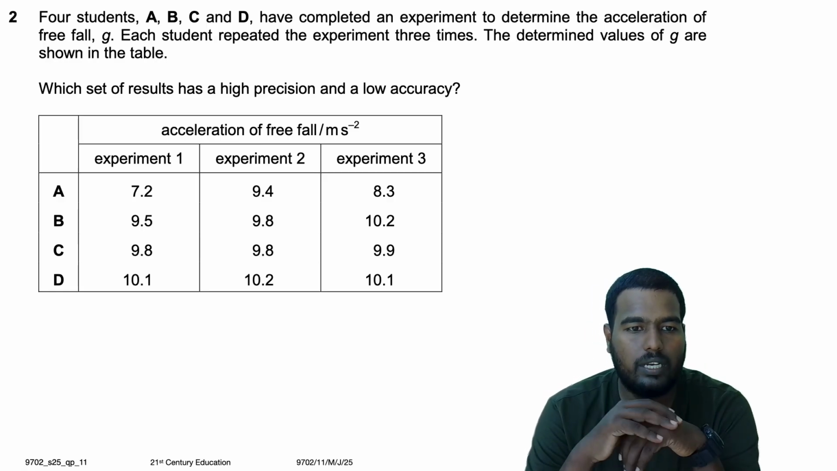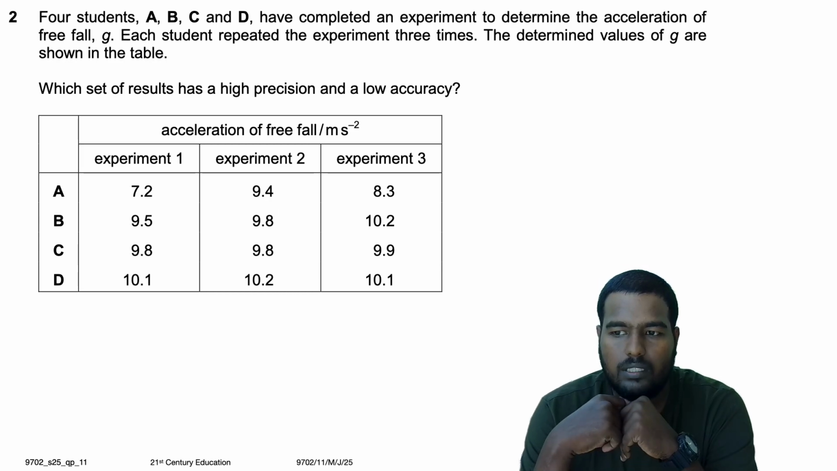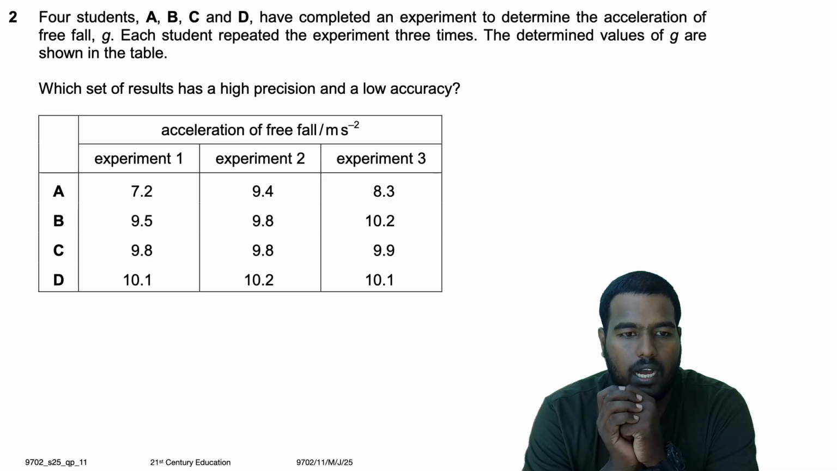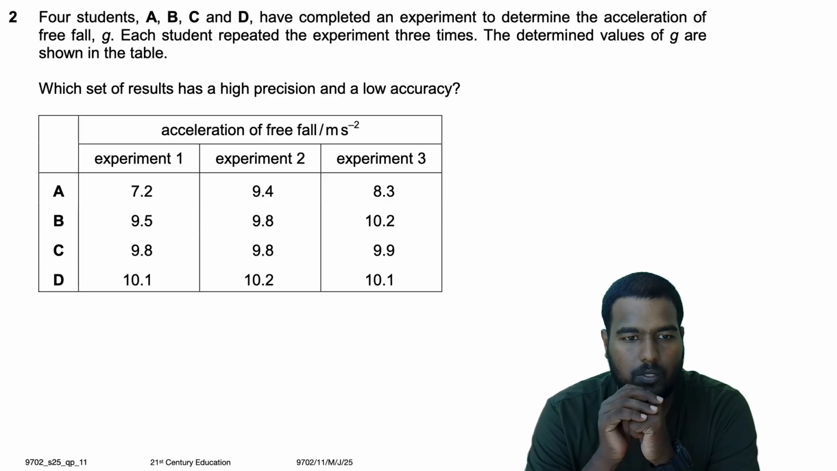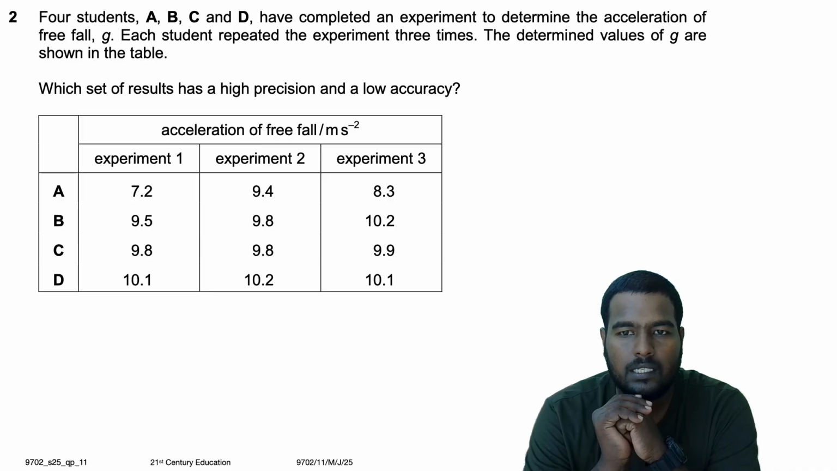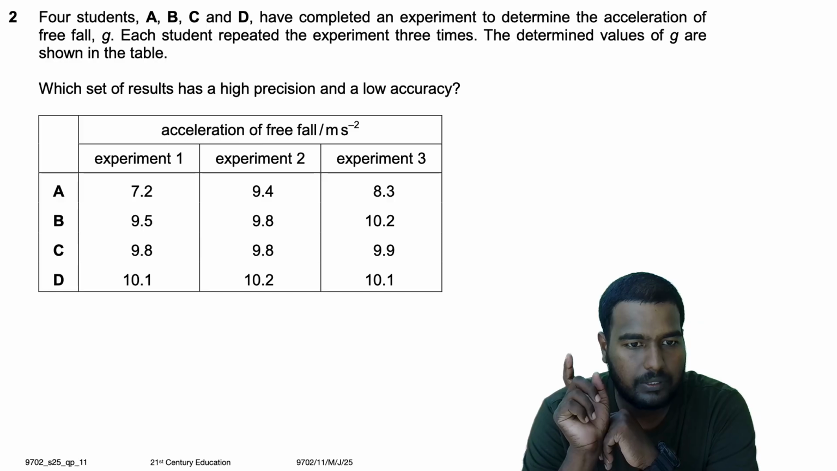So first we have to recall what accuracy is: how close to the actual value. And what is precision: how detailed the measured values are, how good in detail. Now just by looking, we have to find which is low accuracy and high precision.